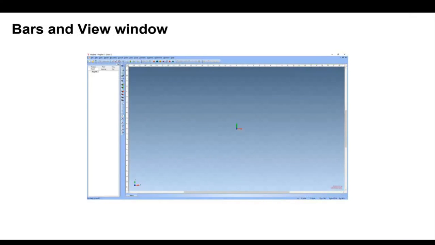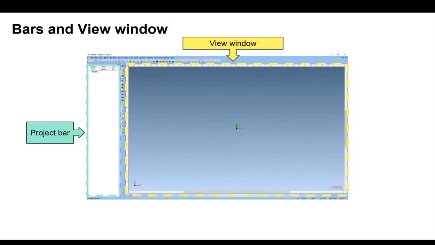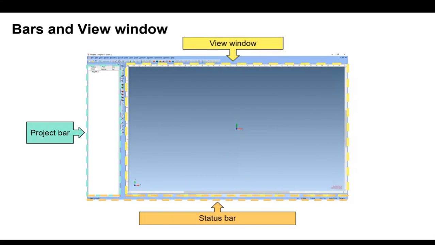When you start the Magnet software, you'll see a splash logo followed by the Magnet application window. And for the first time opening Magnet, you'll see this default configuration. You'll have the project bar on the left, you'll have the view window, and the status bar at the bottom.